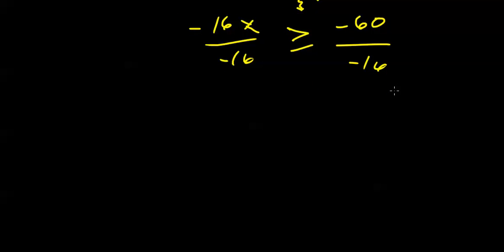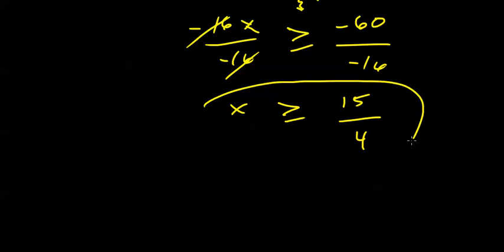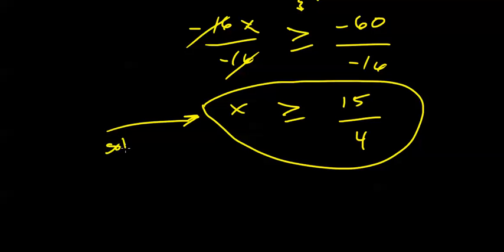Let me simplify now both sides. Minus 16x over minus 16, I get x on the left. And negative 60 over 16, well, negative over negative is positive, and 4 goes into both. 4 goes into 60 15 times, and 4 goes into 16 4 times. So there's a reduced, improper but reduced fraction on the right-hand side, and I claim this is my solution set for the above inequality statement.